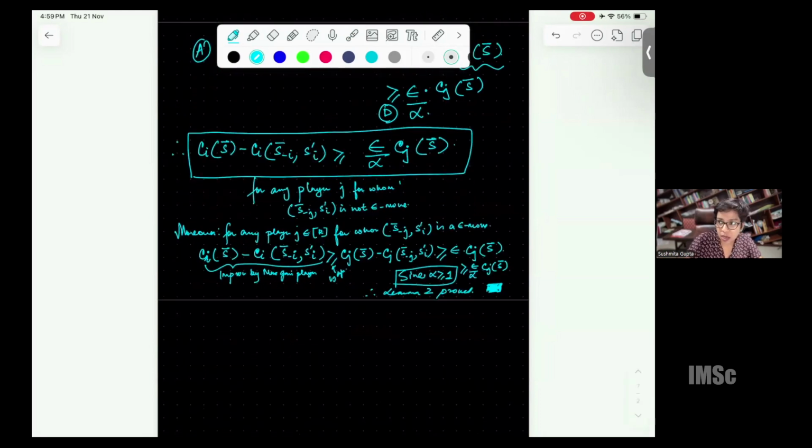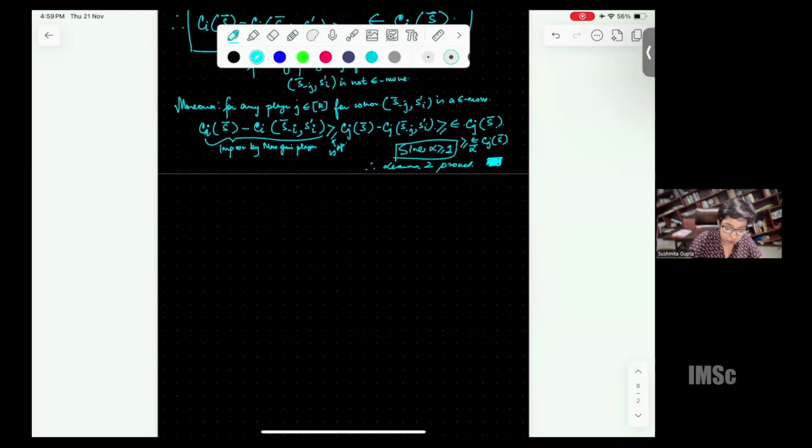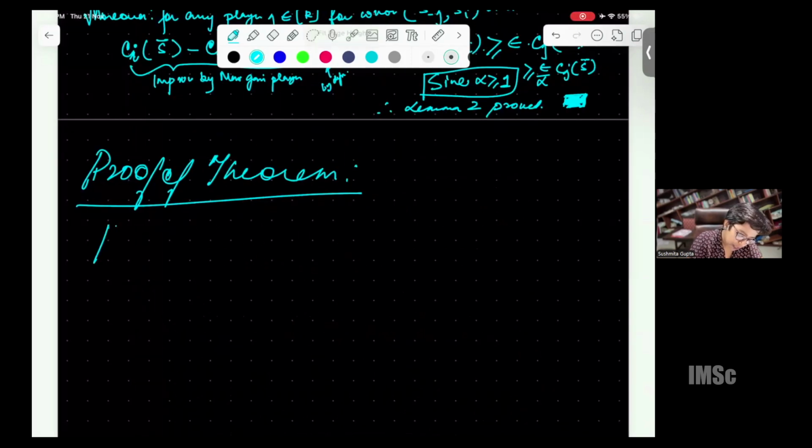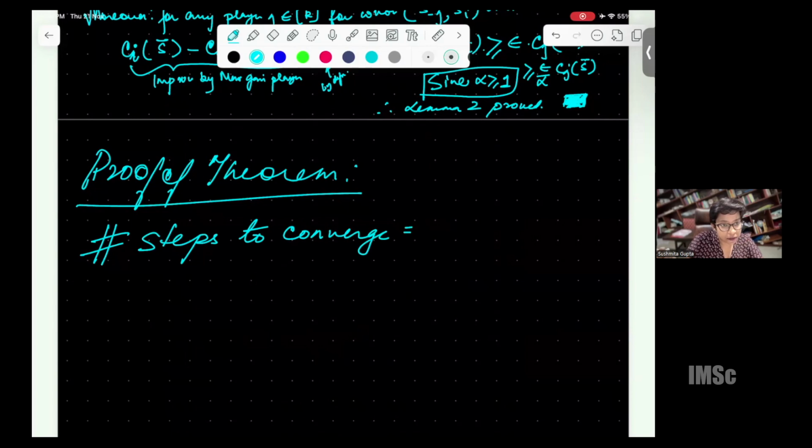So now, quickly, using lemma 1 and lemma 2, we will prove the theorem. What are we proving? The number of steps to converge. Here, number of steps means the number of iterations, not the number of steps that the algorithm goes through, but the number of times the algorithm will keep on making some move.